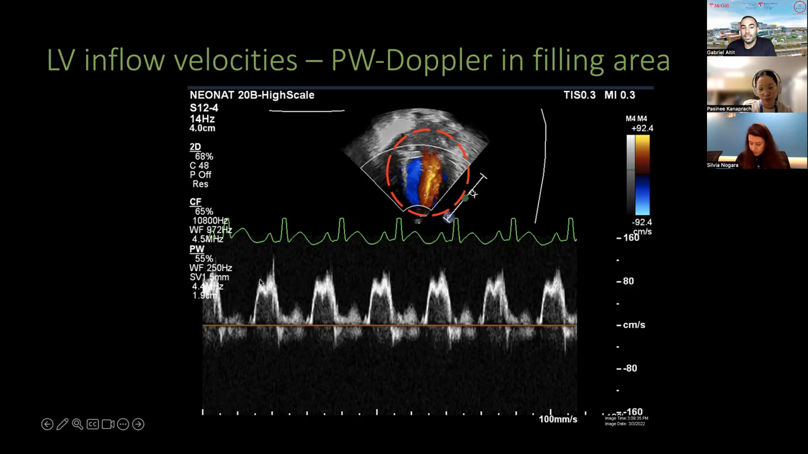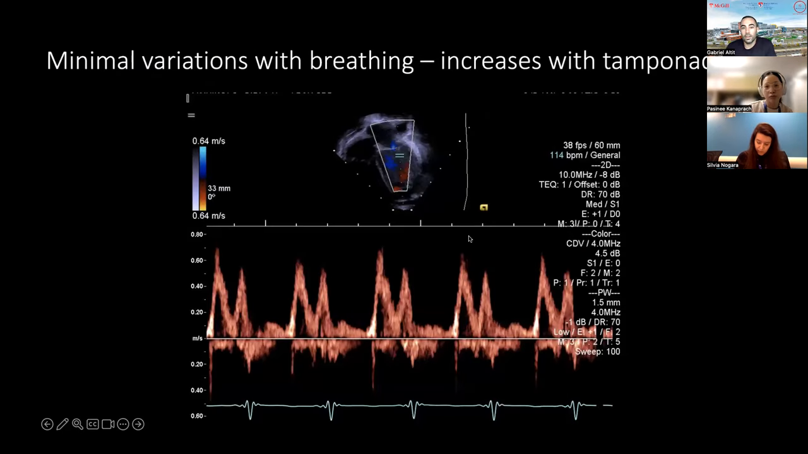So you can see that the E is below the A wave, which is expected in the first few days of these babies. It's either going to be the same, so a ratio of one, or a ratio of E over A that's going to be less than one because the A is bigger than the E. This is another example of a baby who has higher E over A. So this is a baby that's a bit older, like a few weeks of age, and has normal ventricular compliance.